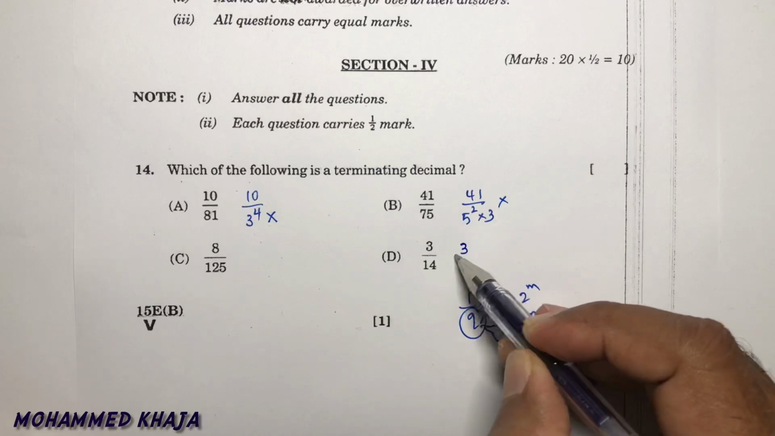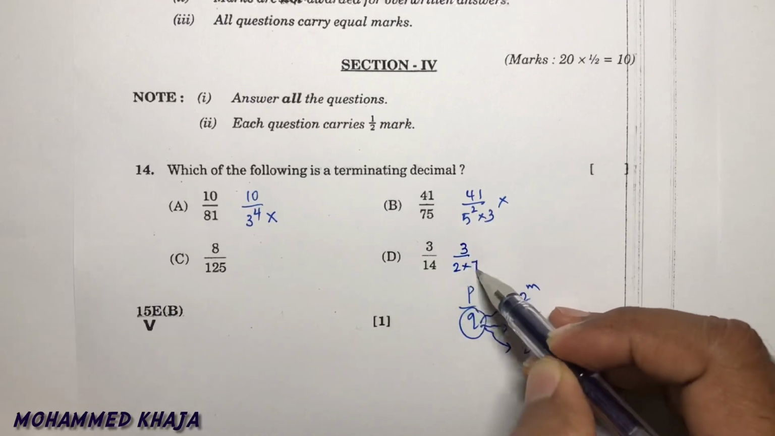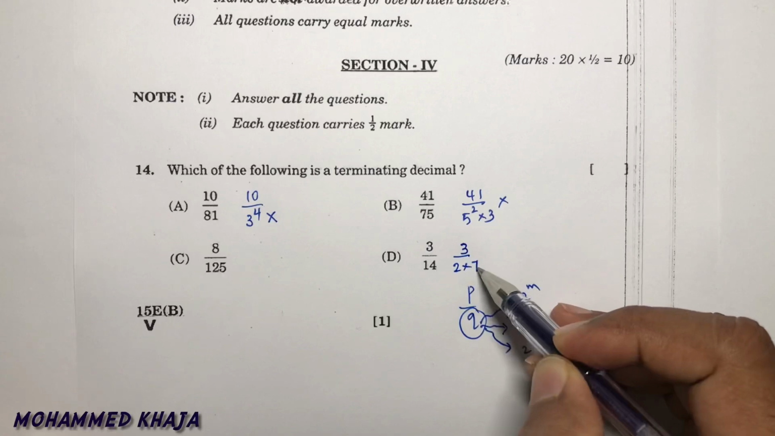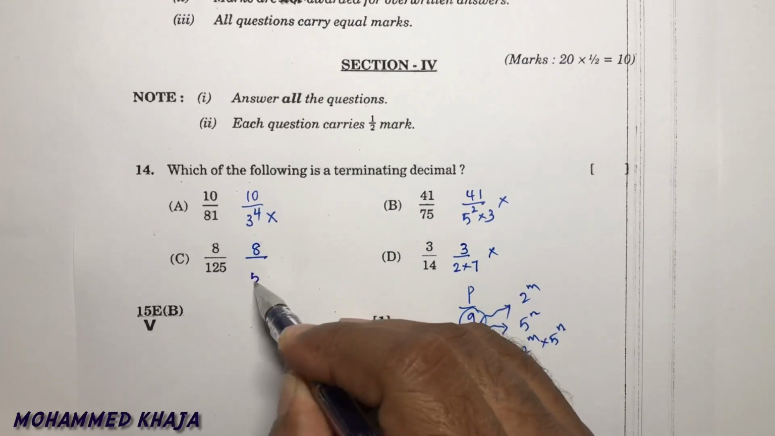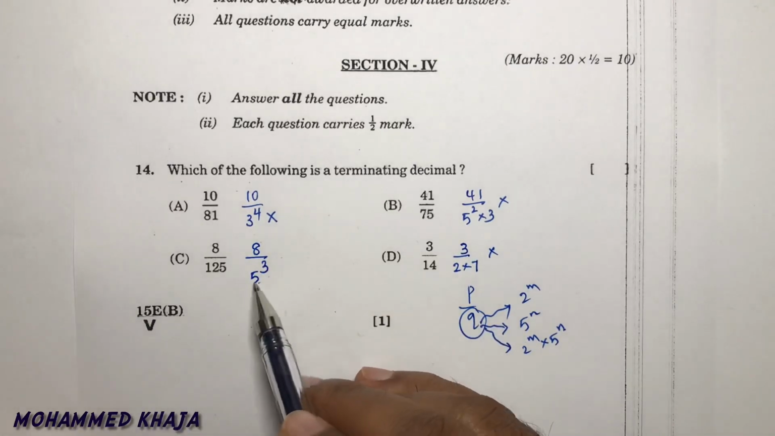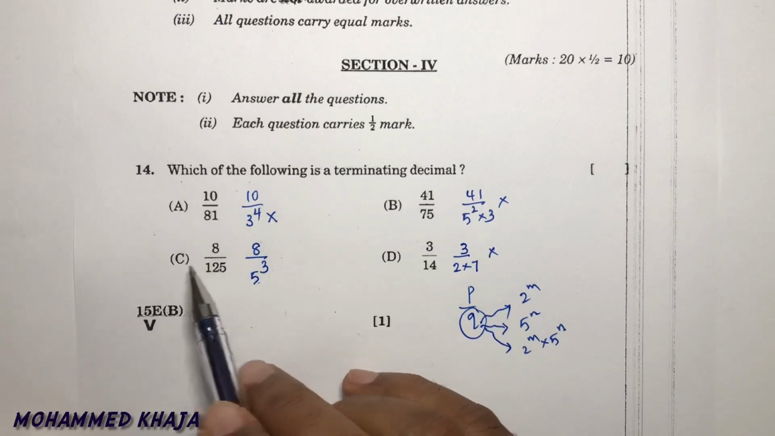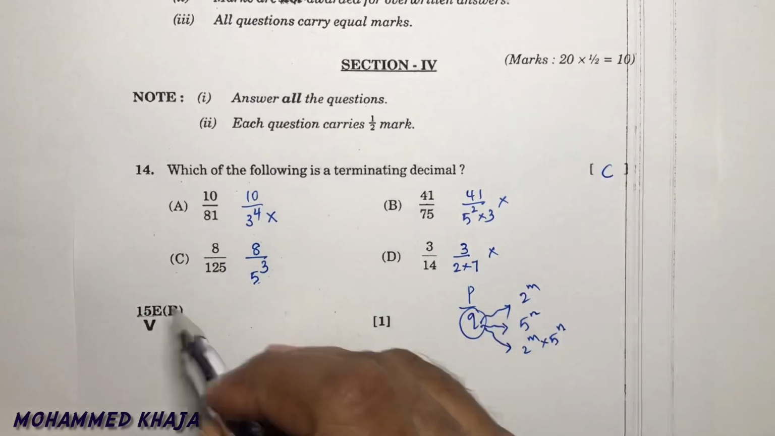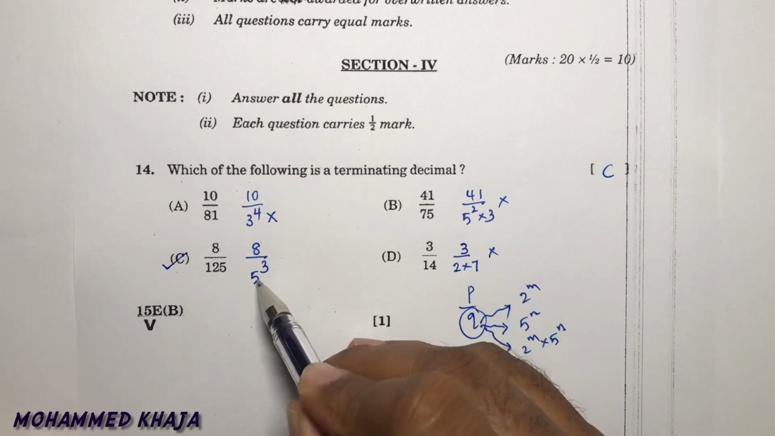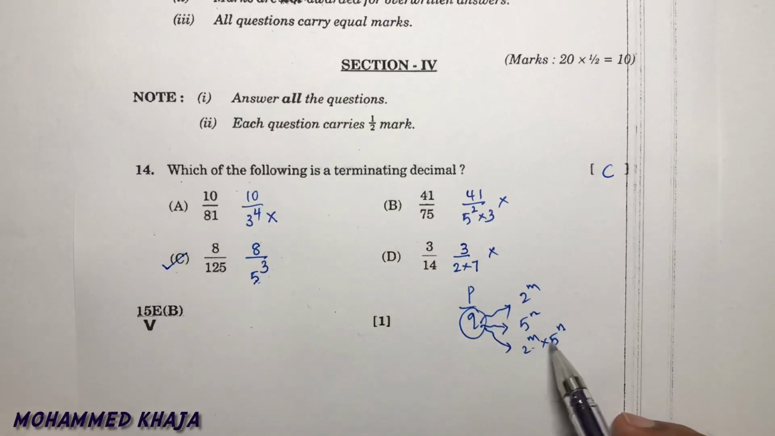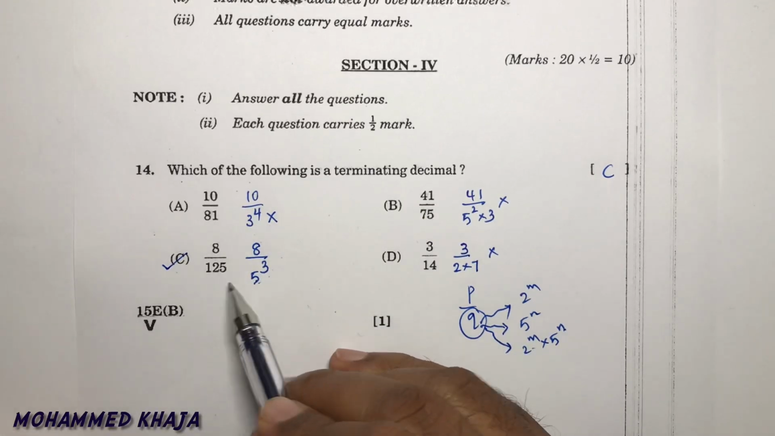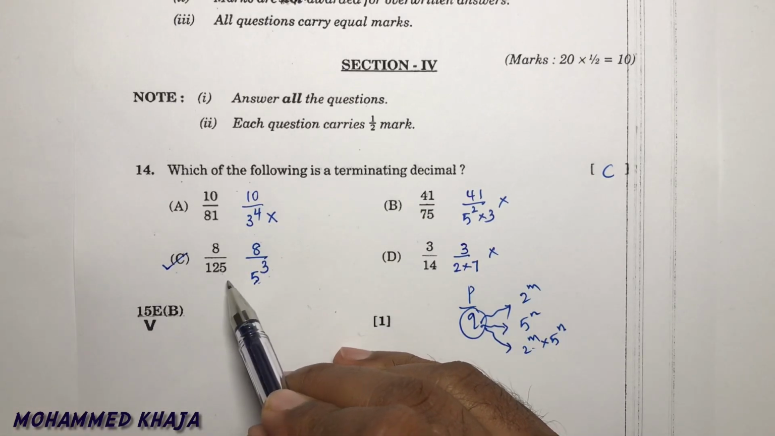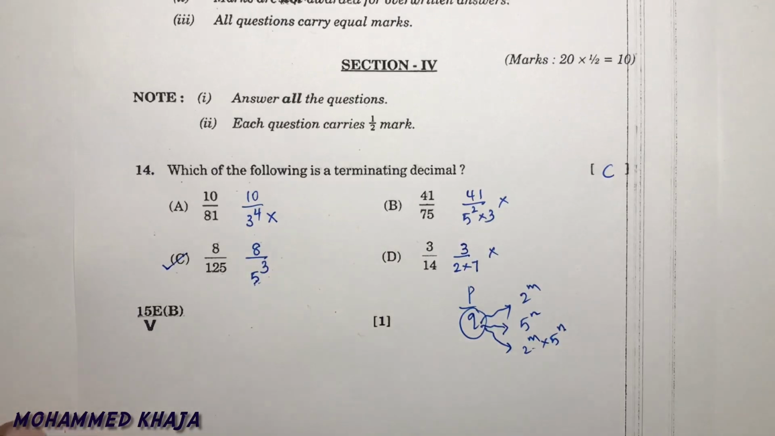This one, 3 by 14, is 2 times 7. 2 is there, but 7 should not be there, so it will not terminate. Now if you observe this, 8 by 125, 125 is 5 cube, so in the denominator we have only the factors of 5. So it will terminate. The correct option is C. If they ask one more question, like how many decimals, you look at the highest power of 2 and 5, so here we'll get 3 decimals. They didn't ask, but in the denominator we have the factors of 5, therefore it is terminating.